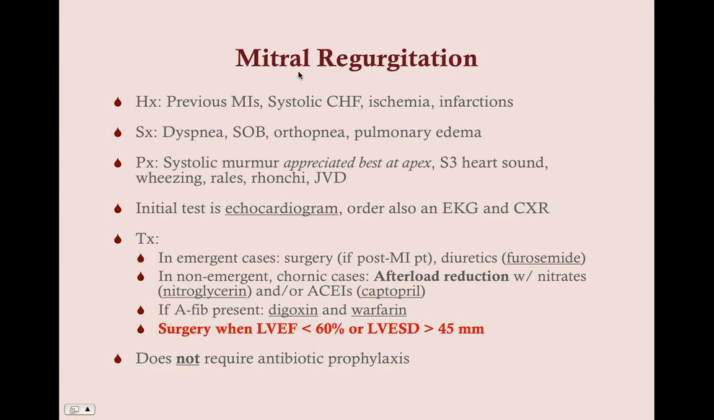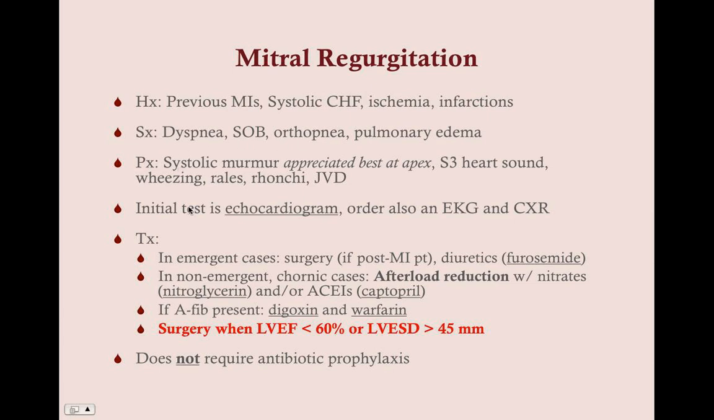So, recapping mitral regurgitation, the history that you'll frequently see in patients who have mitral regurgitation is a patient with previous MIs, a patient with systolic congestive heart failure, ischemia, and infarctions. The symptoms of mitral valve regurgitation are going to be primarily your CHF symptoms. You don't really see any symptoms in mitral regurgitation that are outside the norm in valvular disease. So dyspnea, shortness of breath, orthopnea, and pulmonary edema.